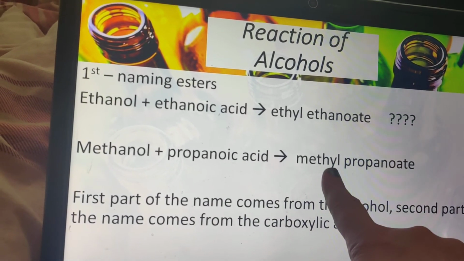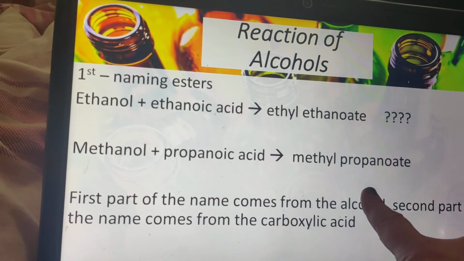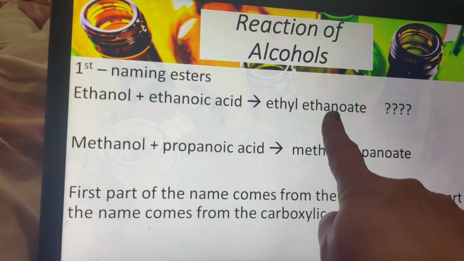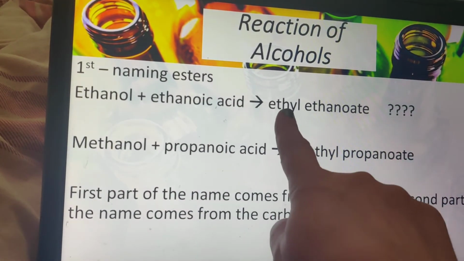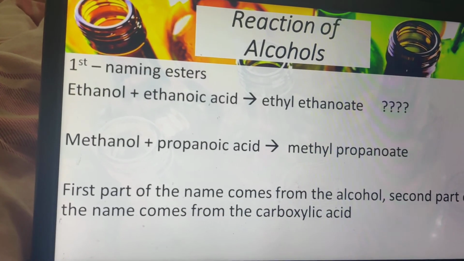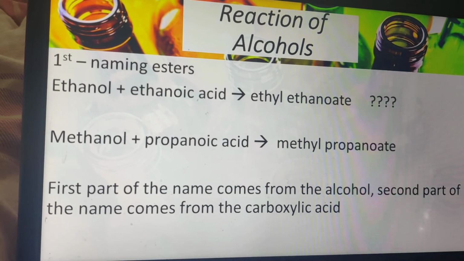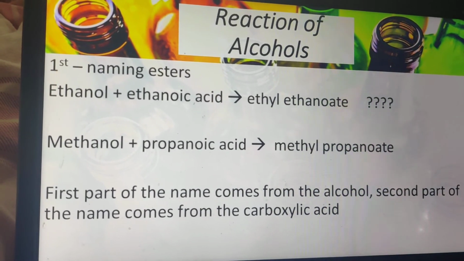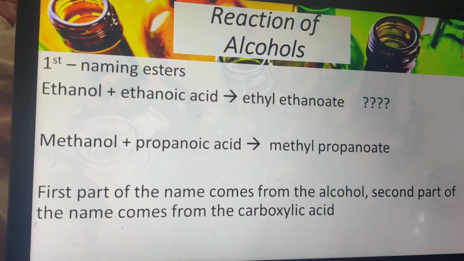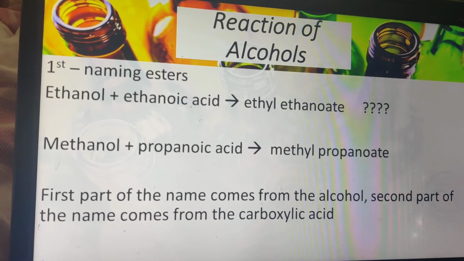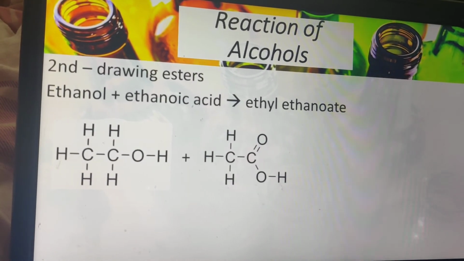So the first part of the name comes from the alcohol, the second part of the name comes from the acid. The same is true here, but you can't really tell because they're both eth, so it's a bit confusing. First part of the name comes from the alcohol, second part comes from the carboxylic acid. So with that information, I could give you any alcohol and any carboxylic acid, and you could name the ester that is formed when they react.